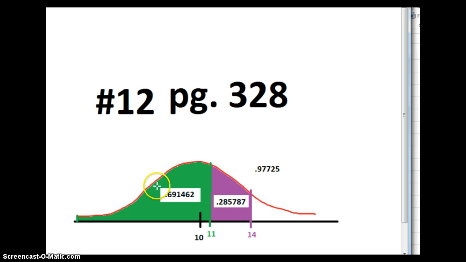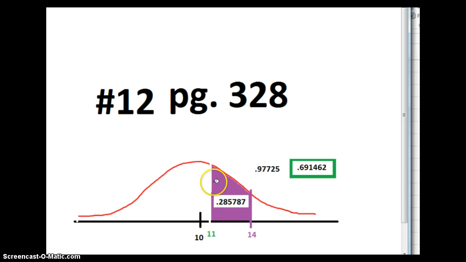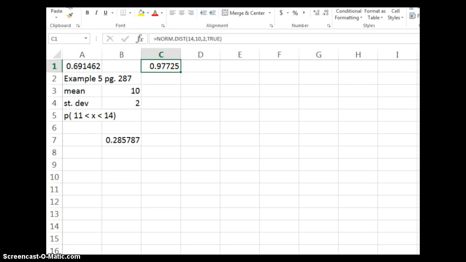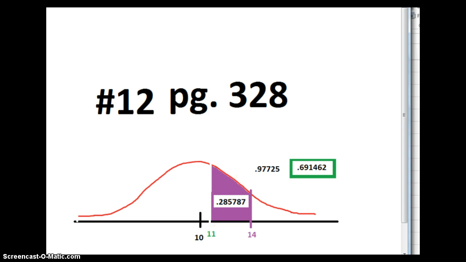So if you took that value and you just got rid of the green part, watch what happens when you get rid of the green part. You're left with just the purple part, the stuff that's in between 11 and 14, and that's what we were trying to figure out. What's the probability that we get a number in between 11 and 14? So if you take the chances that you're 14 or less, and you subtract the green part, the chances you were 11 or less, you get what's in between. And that's what our final answer was, 0.285787.